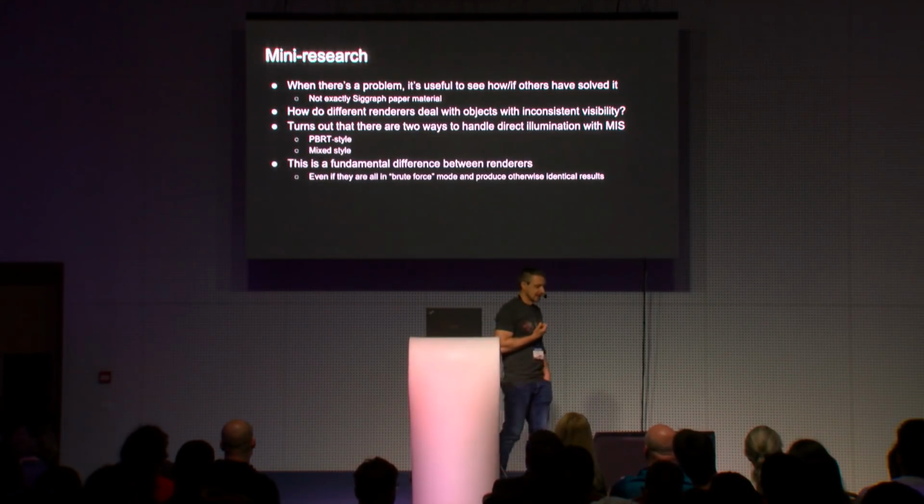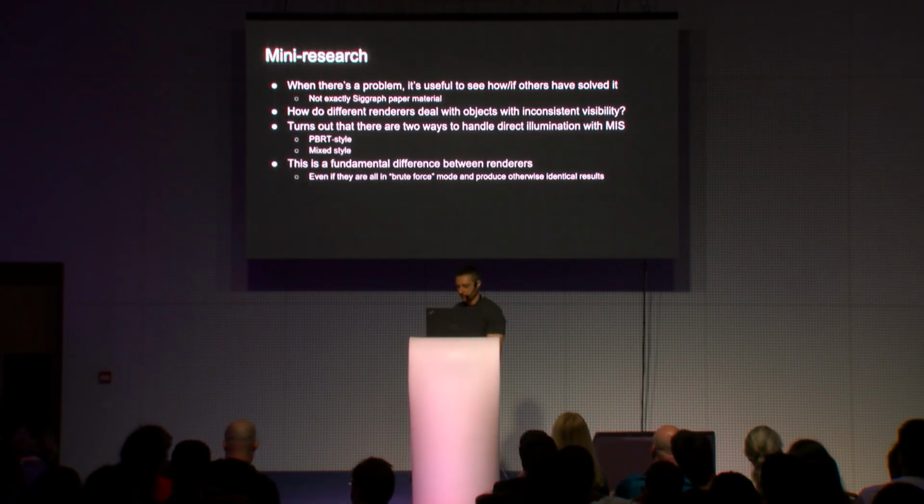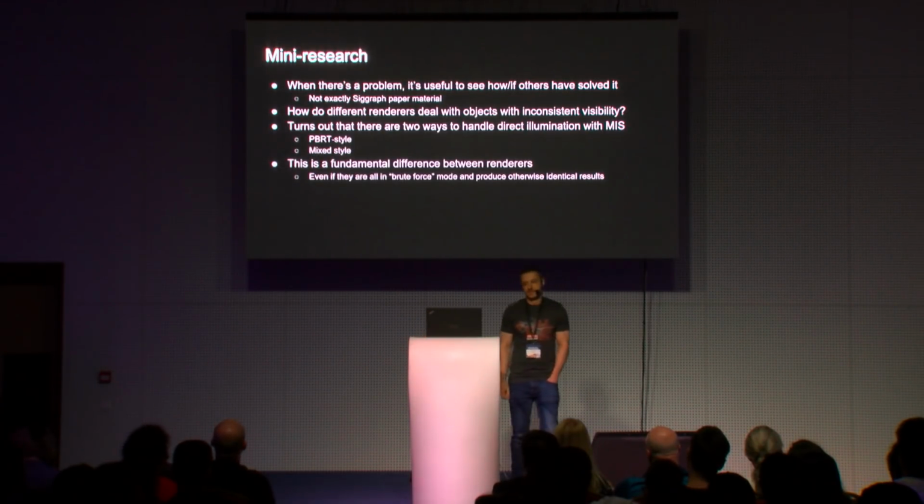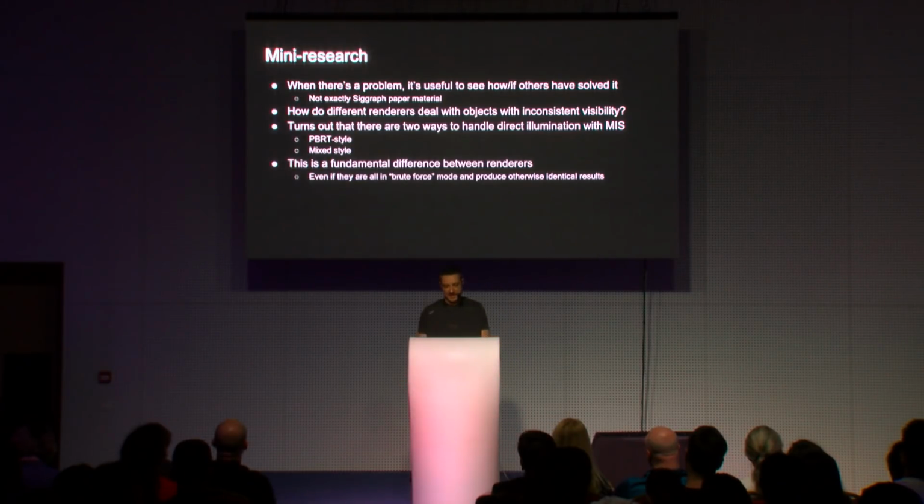It's part of my job to play with different renderers and to know how they work, which are the strong points and which are the weak points, and where VRay is in all of this. So it was a useful excuse to play with different renderers. And what I realized is that renderers generally deal with direct illumination in two slightly different ways, which I called PBRT style and mixed style. It's a fundamental difference between renderers. Even though two renderers can be brute force and give you the same result, the way they get there is completely different, and this leads to differences in how they deal with such non-physical situations.